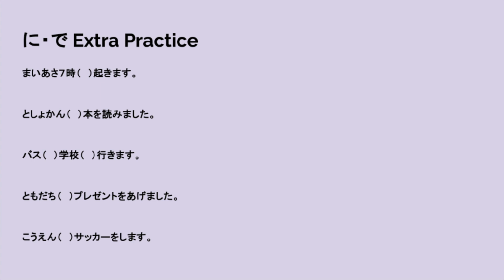Let's go through these. I'm going to do the first one with you, and then the others you can do on your own super fast. Mai asa, shichiji, blank, okimasu. I wake up every day at 7 a.m. Mai asa is every morning. Alright. So we're talking about time. This is a review that I did in my last lesson too. When you're talking about time, you always use ni. So, mai asa shichiji ni okimasu. That's just something to remember. It's like ni ikimasu. Always use ni with that, always use ni with time.